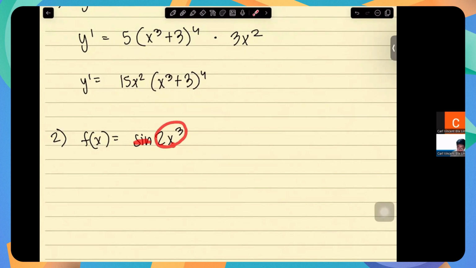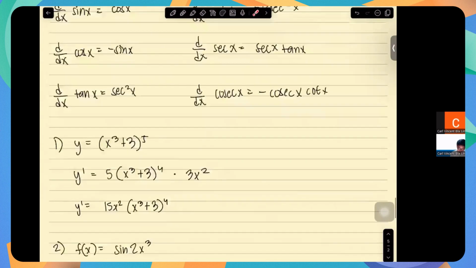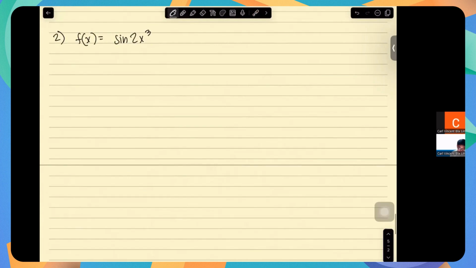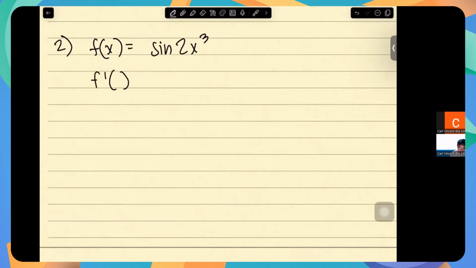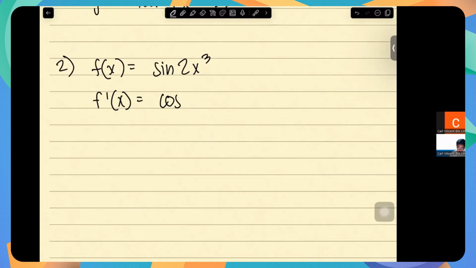So let us look back at what I wrote here. The derivative of sine is cosine. So f prime of x is equal to cosine. Then remember, we leave the inner function as it is, so 2x^3, and multiply it by the derivative of the inner function. So that would be 6x^2. So the final answer is 6x^2 cosine of 2x^3, right?